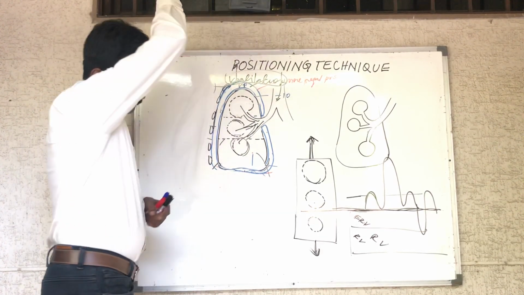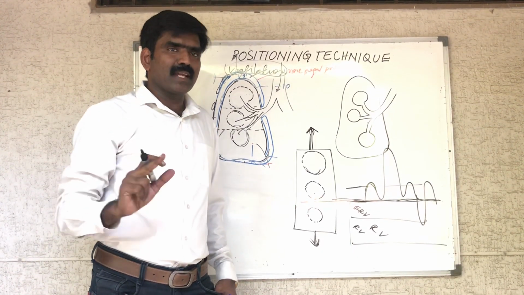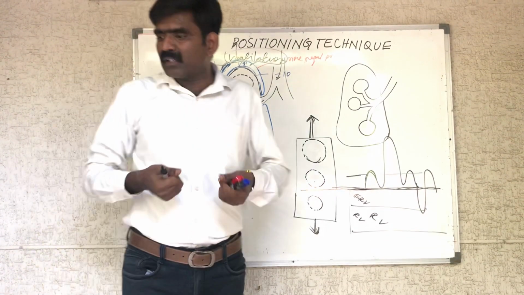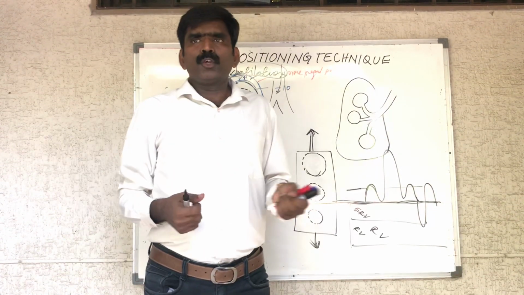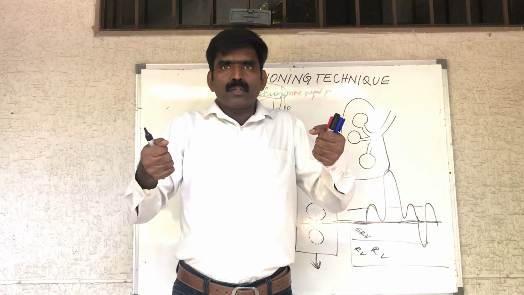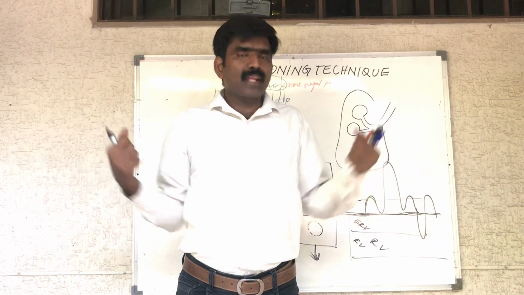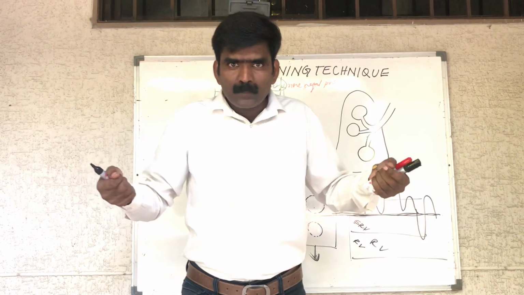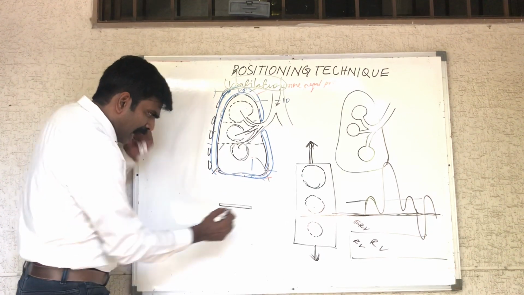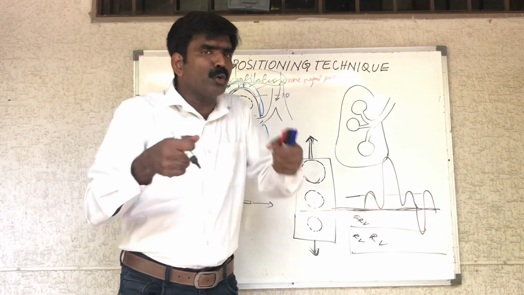So what is compliance? Compliance is the ease with which the lung can expand. For example, I will take one rubber band. Clear? You take a rubber band and you stretch the rubber. From the stretched position, further stretching will be difficult. Again I will repeat. You take a piece of rubber, and it is easy to stretch the rubber from neutral position.